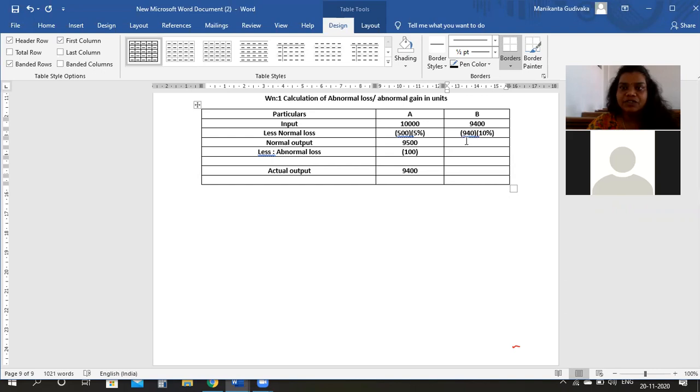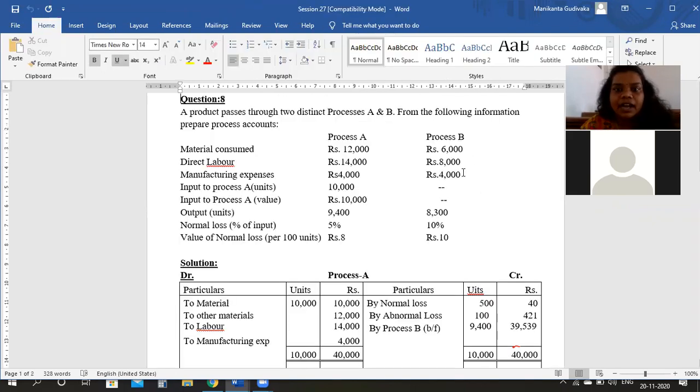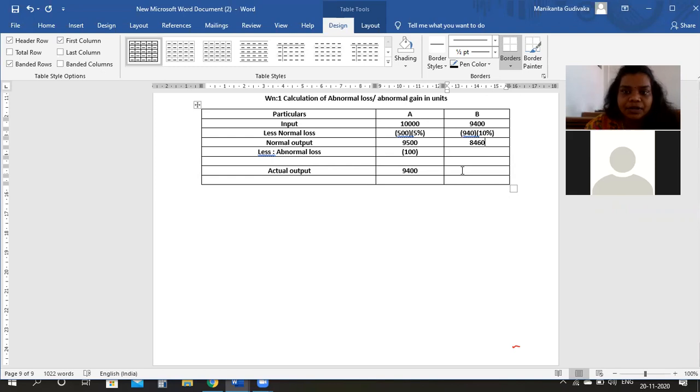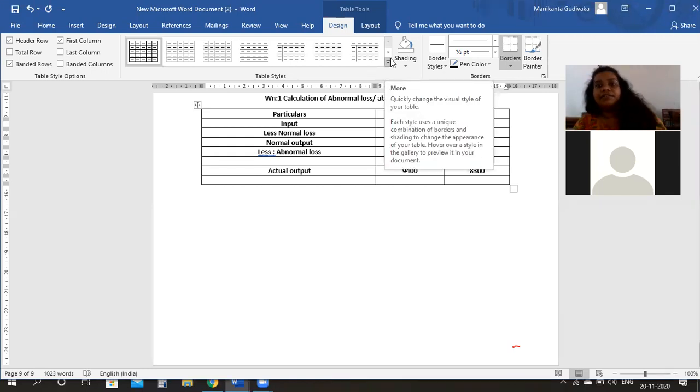9,400 minus 940 gives you 8,460 units, right? 60, ma'am. Yes, 60. So you have 8,300 as the actual output. Tell me, what is this? So here also, how many units do we have?